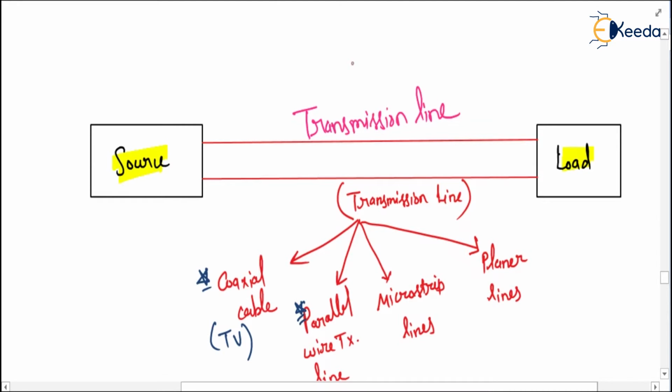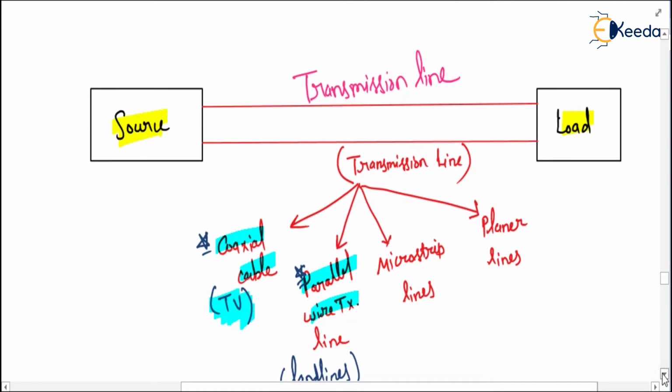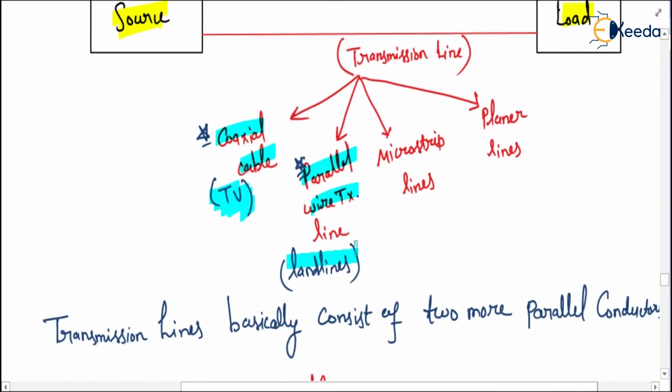Now, some types of transmission lines are coaxial cable, which is mostly used in TV; parallel wire transmission line, which is used in landlines; and microstrip lines, planar lines. So these are some types of transmission lines.